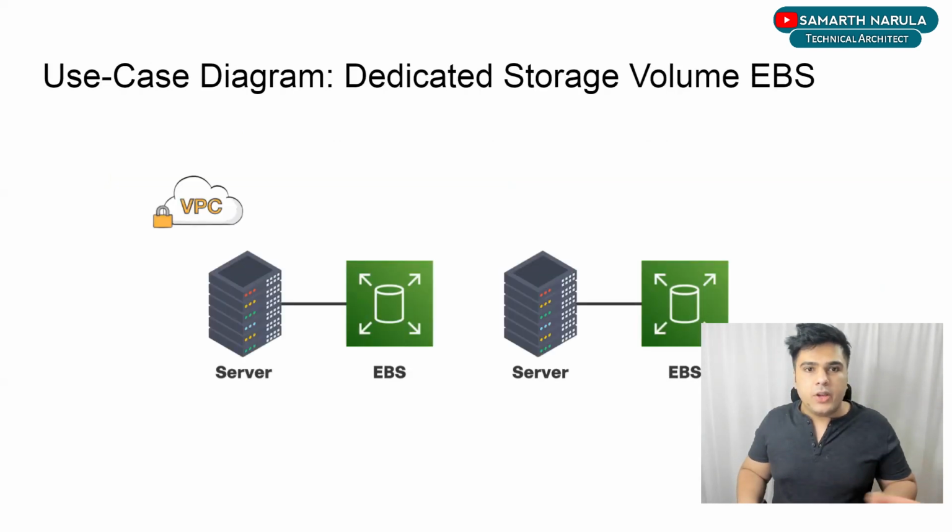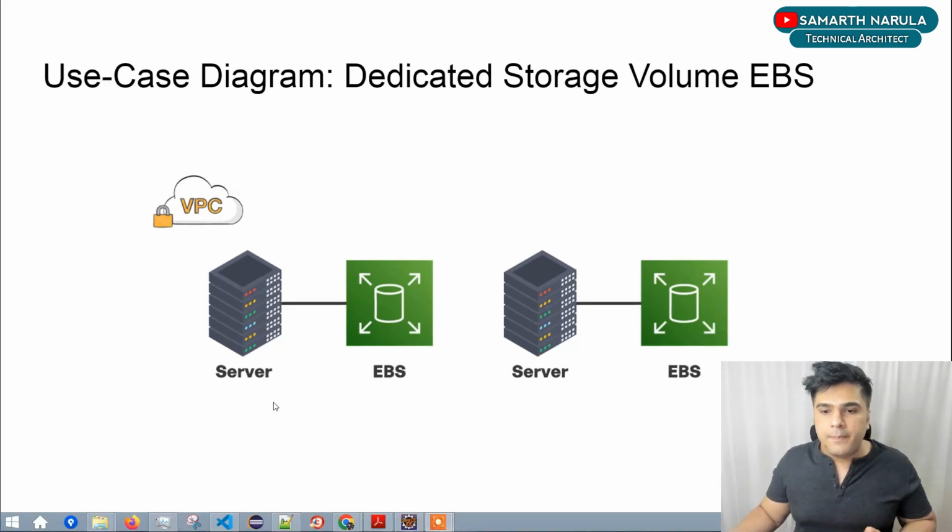So you can imagine, you can take this diagram. This is a use case diagram, dedicated storage volume EBS. For now, you can imagine all these servers and this EFS are in the same VPC, in the same network. And so individual servers will have a hard disk attached to it. That hard disk is nothing but EBS. This is how it looks.